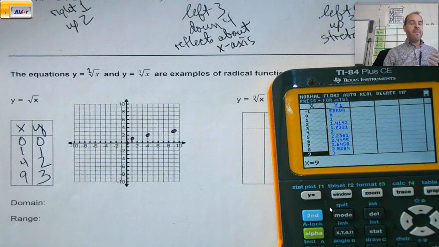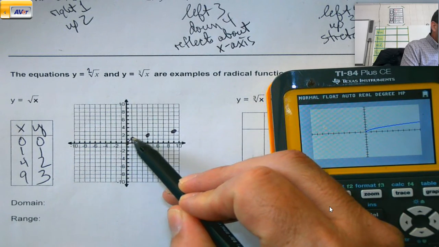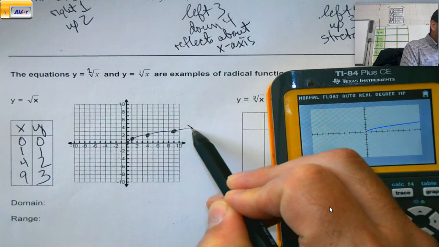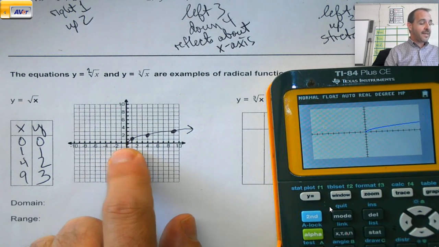And I want to make mention of a few things with the graph now that we've got those. First thing with the graph, it starts here, goes out, and that's going to keep going forever. That gets an arrow. This does not. This does not keep going forever.